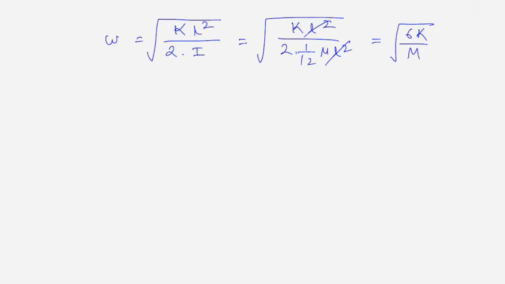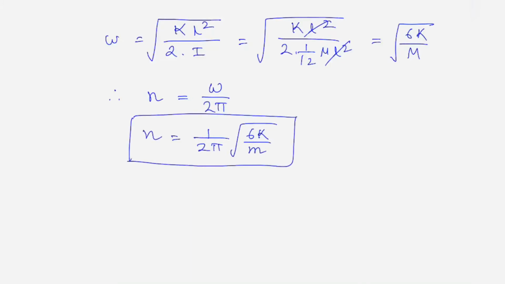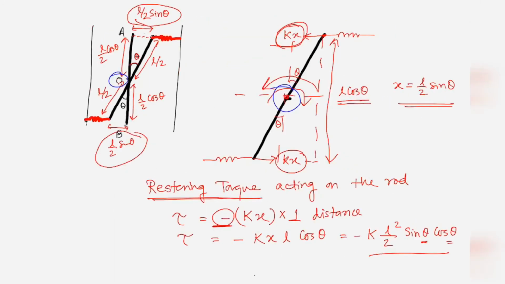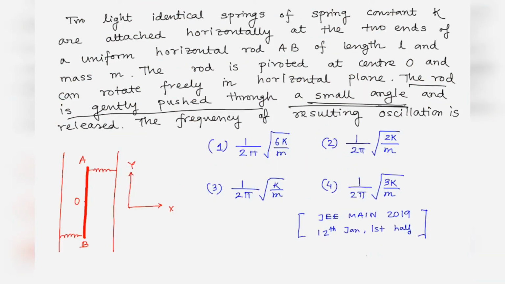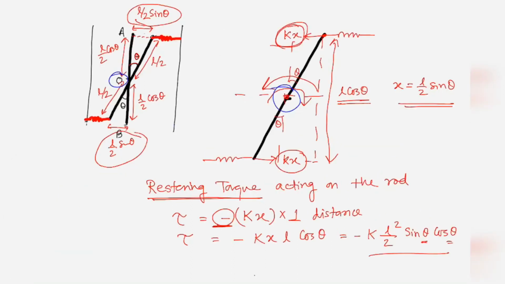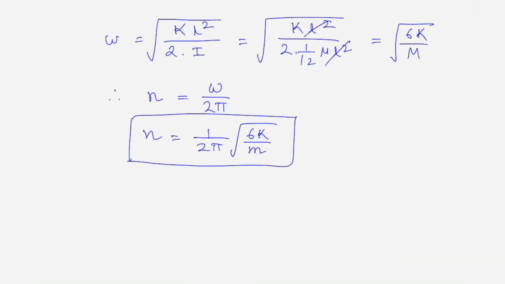This is the omega. Now they ask you in the question to find the frequency. We all know frequency n equals omega by 2 pi. So the answer is 1 by 2 pi root over 6k by M. This is the formula of frequency of oscillation. Look at the options: 1 by 2 pi root over 6k by M. So option 1 is correct.